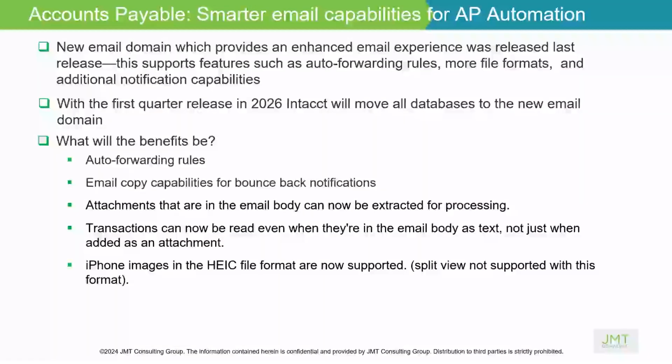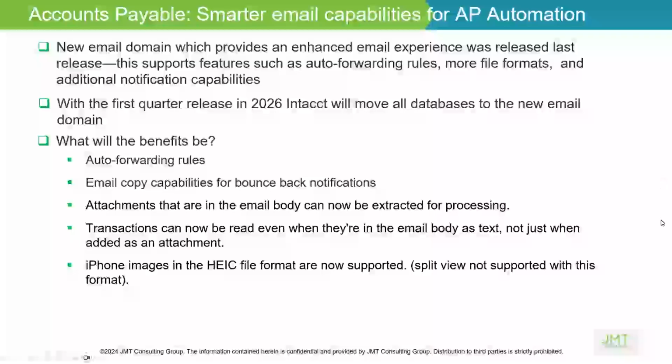What's changed this time is that they have implemented smarter email capabilities for AP automation. There is now a new email domain which allows you to have a more enhanced email experience. For example, if you would like to put auto forwarding rules in place, you can. If you want additional notification capabilities, you can. If you want to use more file formats, you can.